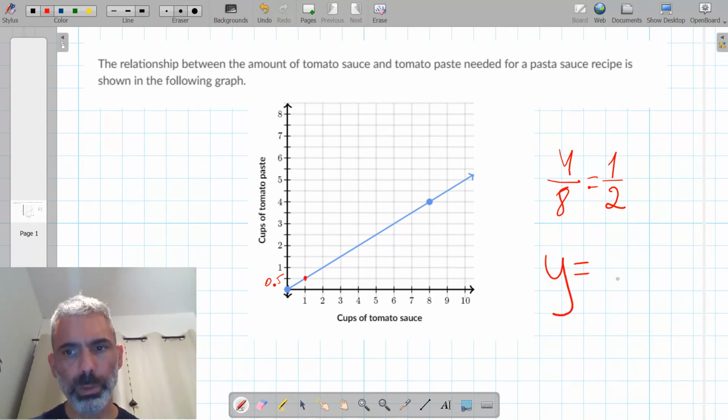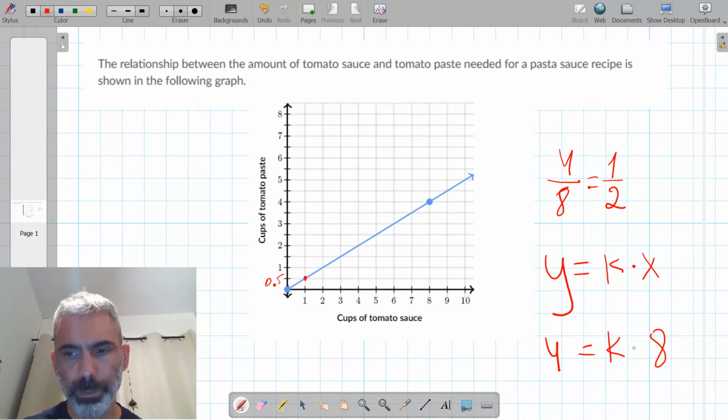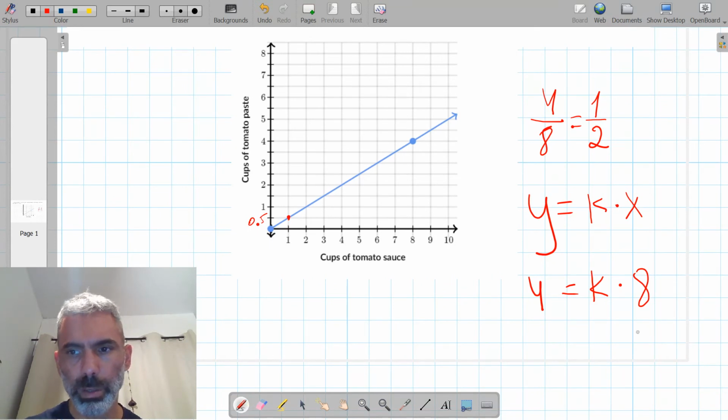Y equals K times X. Okay, so here when Y is 4 and X is 8, what is K? So we divide both sides of the equation by 8 to isolate the K. So we have 4 divided by 8 equals K, which is 1/2. So it means that we need to multiply 8 times 1/2 to get to 4.